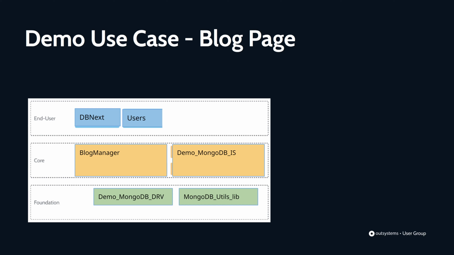And then on top of it, we have end user modules. DB Next is basically for blogs, that is the name of the application. And users is where we are managing or creating users internally. This particular approach is called the architecture canvas, and that's the approach which OutSystems proposes and uses for application development. Any questions so far?